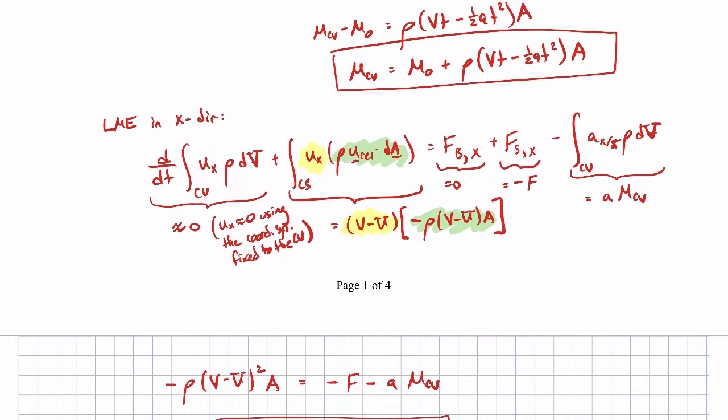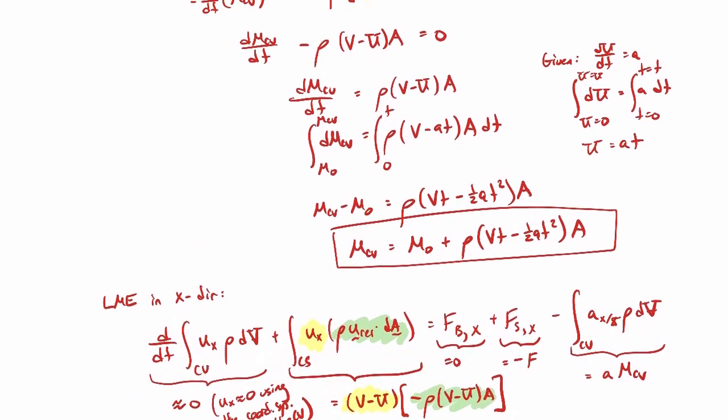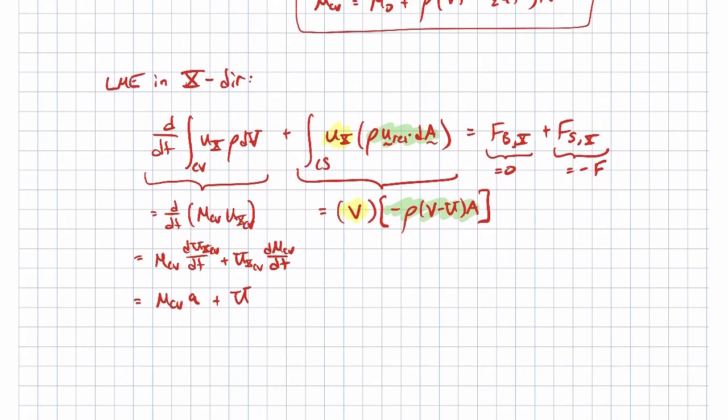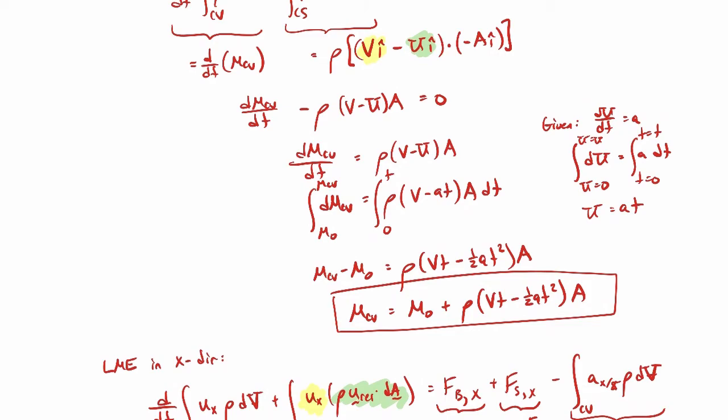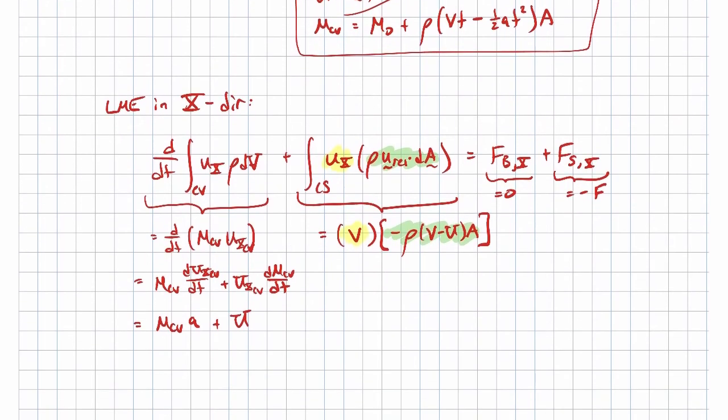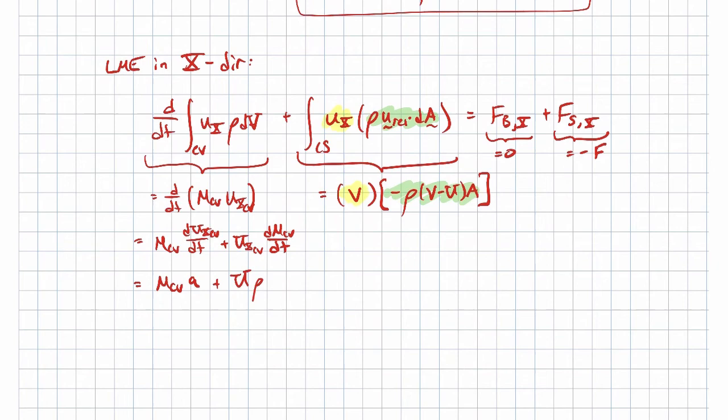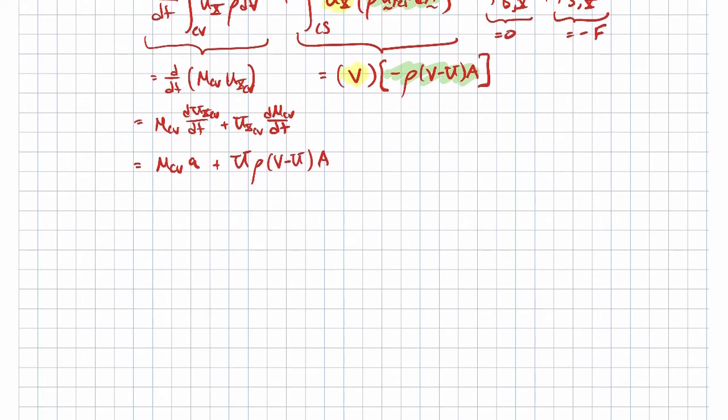But if I go back up here for a second, you can see this is how our mass in the control volume is changing with time. That came from conservation of mass. So I'll just multiply by this expression. Well, actually, I have to be careful. No, actually, that's correct. I'm sorry. So that's a rho (V minus U) times A. So let me now substitute in to our linear momentum equation.